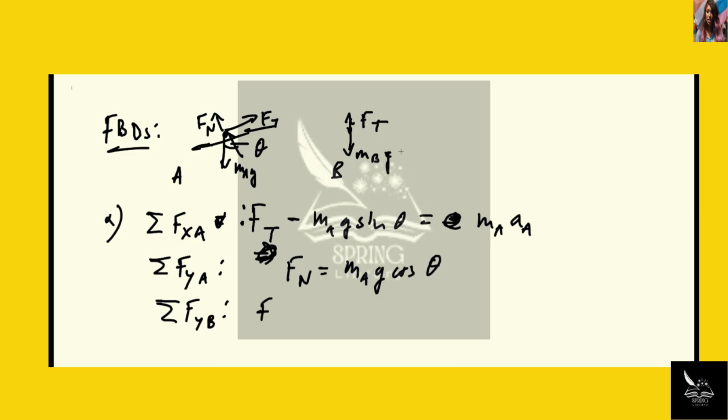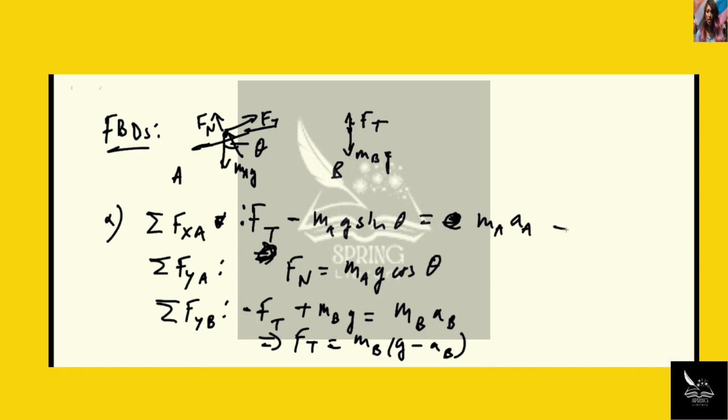In this case, we'll consider the downward direction as positive. So you have negative F_T plus m_B g is equal to m_B times the acceleration of B. So F_T is actually m_B times (g minus a_B). Okay, and so we have these three equations. Let's call this equation 1, this equation 2, and this equation 3.